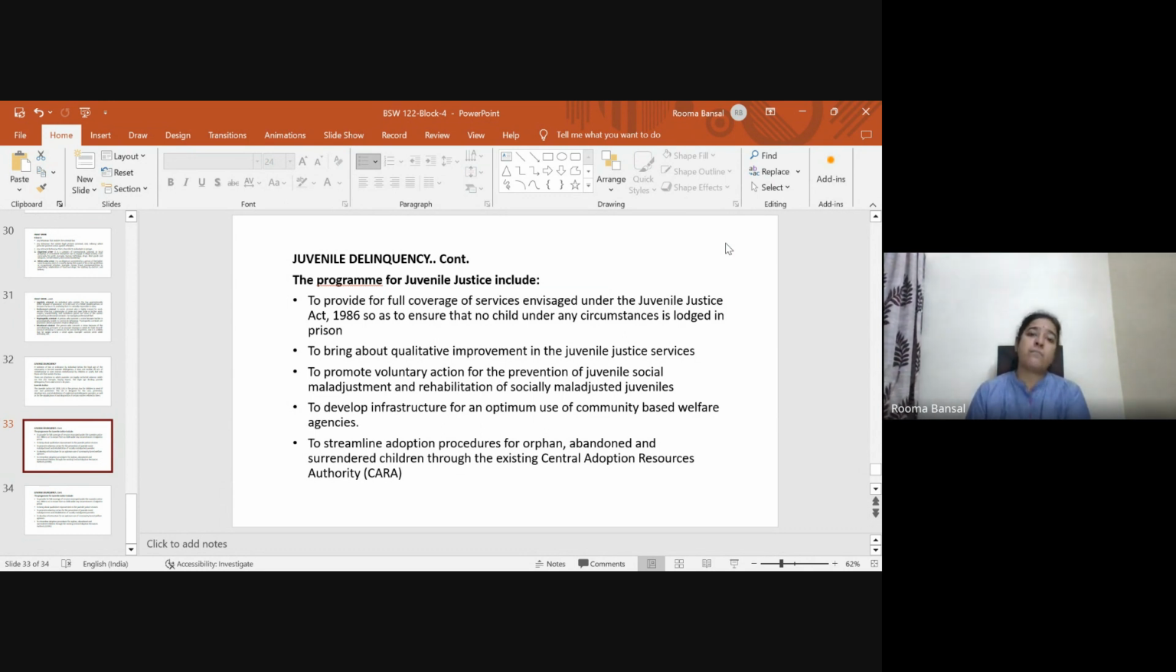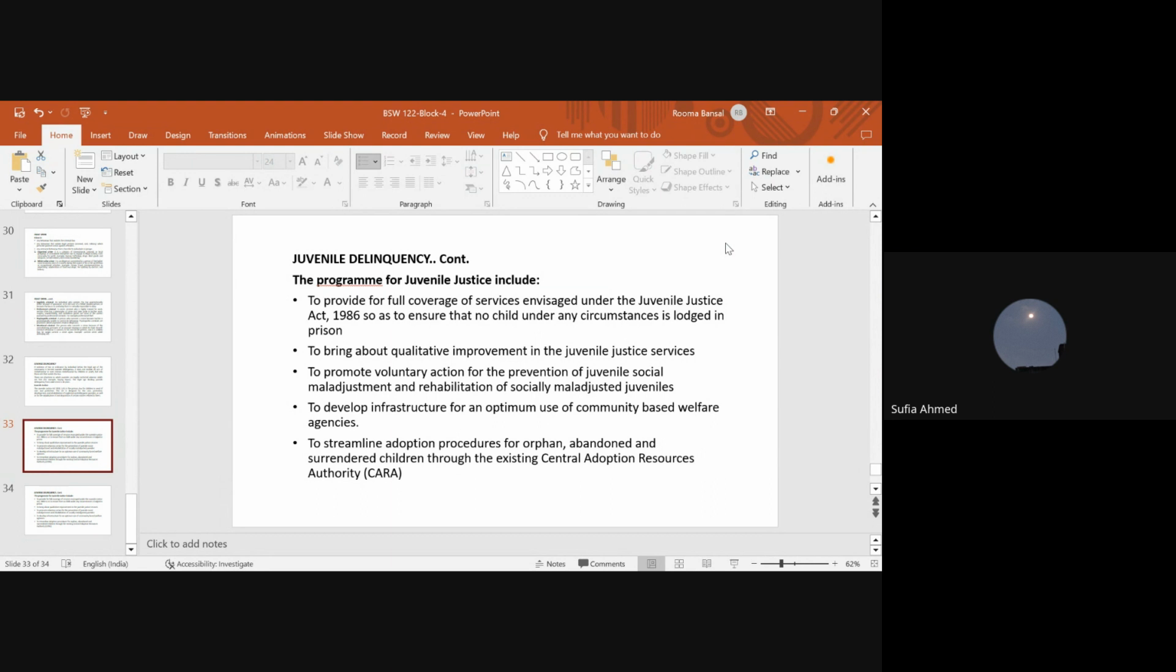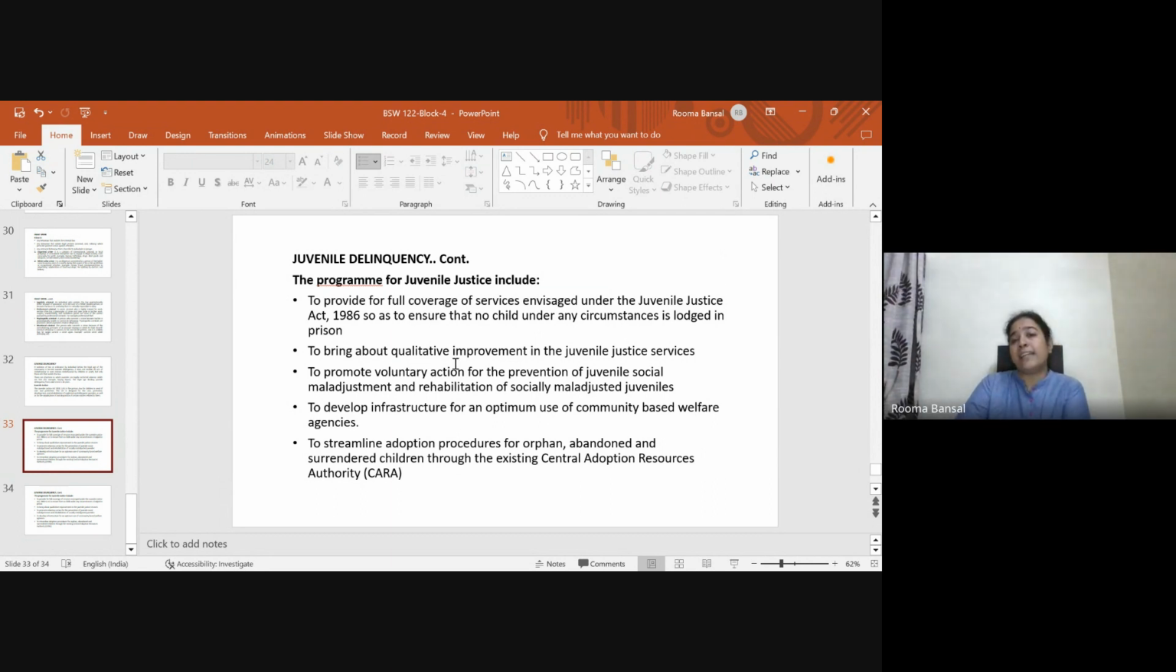See, if a 17 years old boy commits a crime just like an adult person, then what kind of punishment should he or she get? This is the topic of debate nowadays. It is a very important topic, ma'am. The next point is to bring about qualitative improvement in the juvenile justice system. See, our law says that every individual has the right to live a long life. They try to give a better life to a person who has done some crime in his teenage.